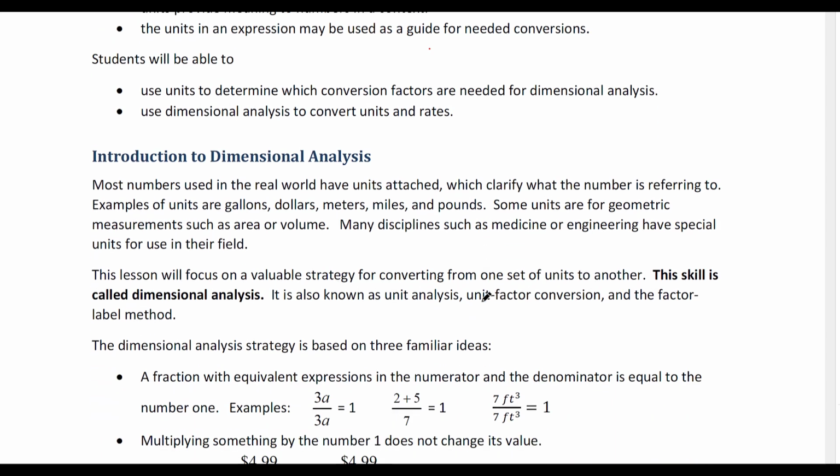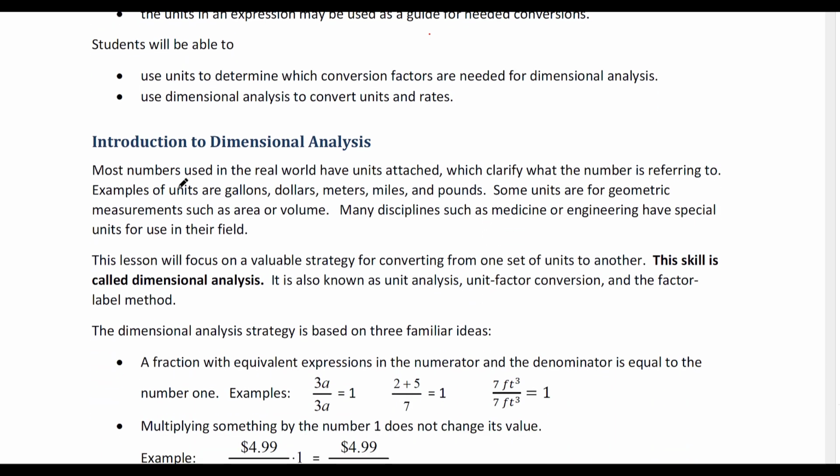So our introduction here. Most numbers used in the real world have units attached to them, like miles per hour, kilometers per hour, or gallons, or miles per gallon, which clarify what the number is referring to. For example, gallon, dollars, meters, it could be dollars per gallon, miles and pounds. Some units are for geometric measurements such as area or volume. Many disciplines such as medicine or engineering have special units for their field.